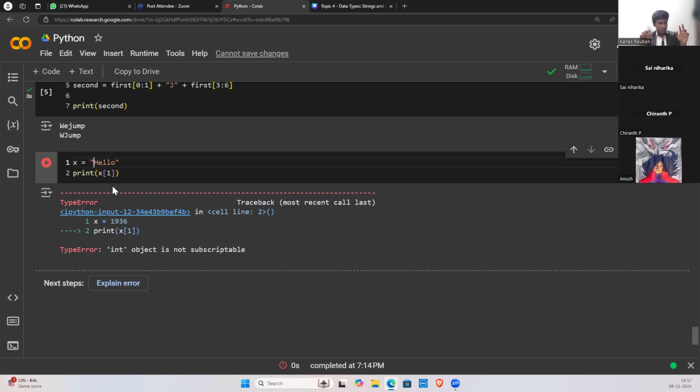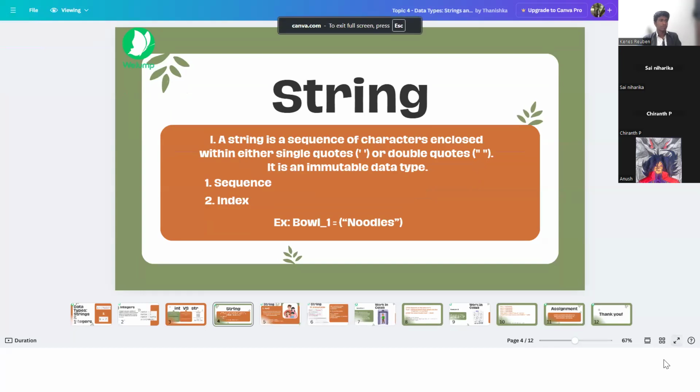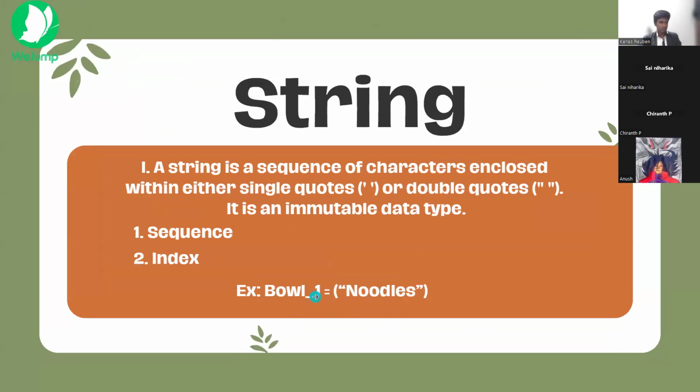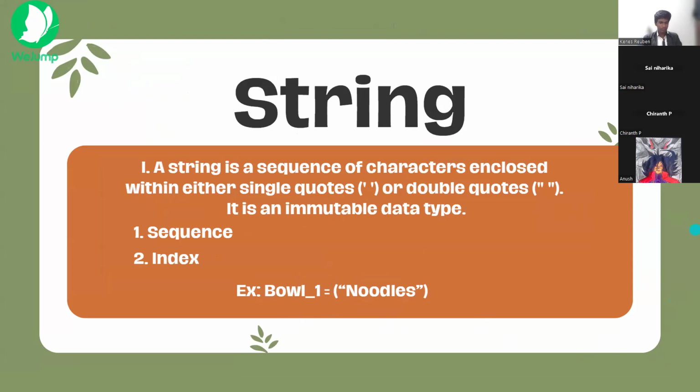So that's what I was coming to say. Here, since there's a sequence, you can use indexing. Since L is always the third, I mean the second character, I can use indexing. I can use 2 here and L will be printed. So those are the two features of a string. I can give an example: bowl_1 is equal to noodles. So is string clear for everyone?